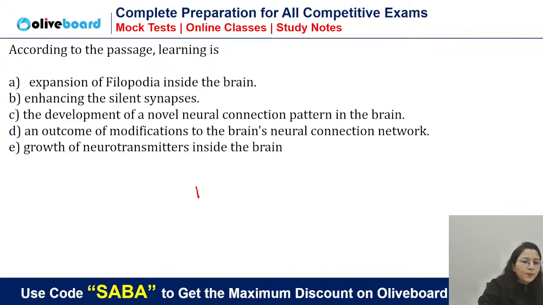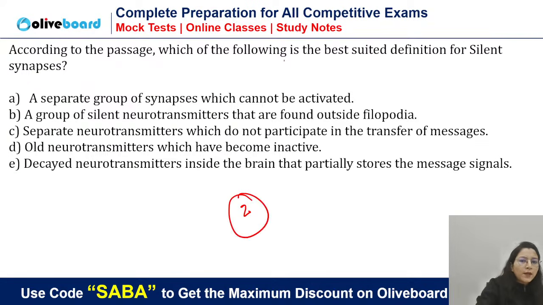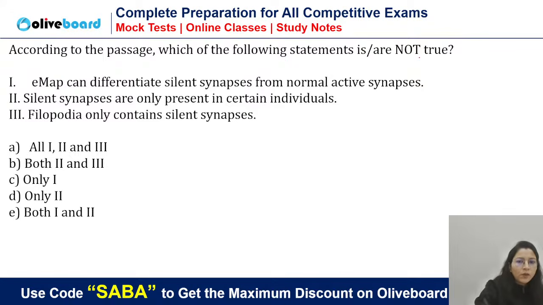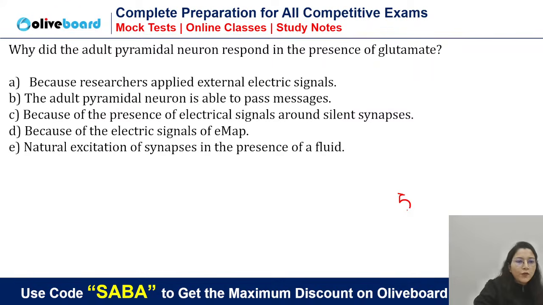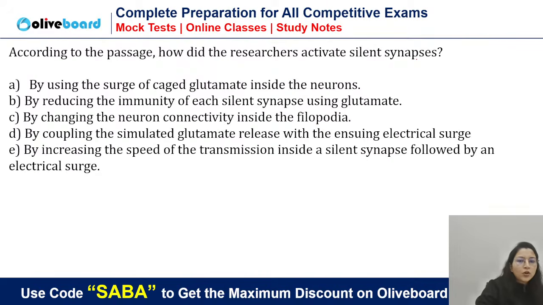I'm just showing you the question first. According to the passage, learning is what? Direct question, you have to get the answer from the RC. Question number 2, according to the passage, which of the following is best suited definition for silent synapses? Question number 3, which of the following statements is or are not true? Question number 4, which of the following options represent all the correct steps to identify philopodia in their correct order? Question number 5, why did the adult pyramidal neuron respond in the presence of glutamate? Question number 6, according to the passage, how did the researchers activate silent synapses?